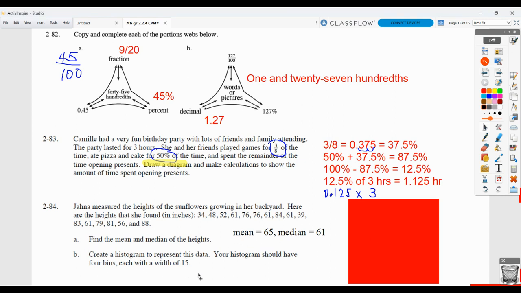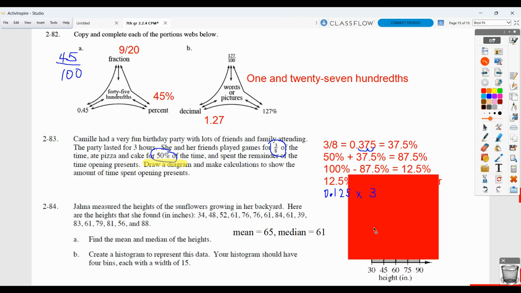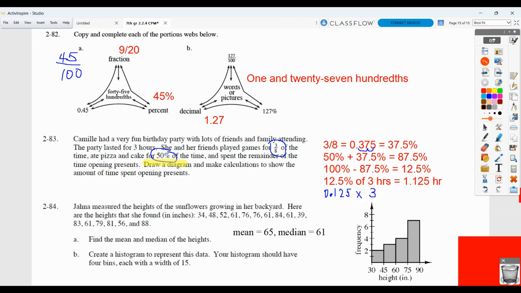So to make a histogram with this, you should have 4 bins, they're telling you, with a width of 15. So what that means is along the bottom, we're going to go 30 to 45, that's a width of 15, 45 to 60, 60 to 75, 75 to 90. So those are bins at the bottom. And again, we need a label on that, which is the height in inches. Frequency, remember, means how many times it occurs.